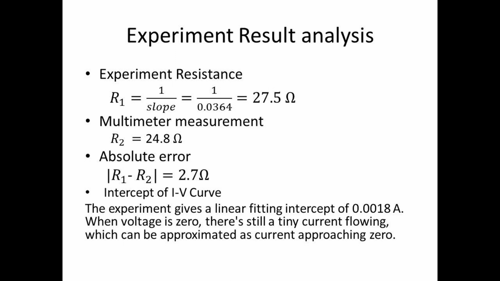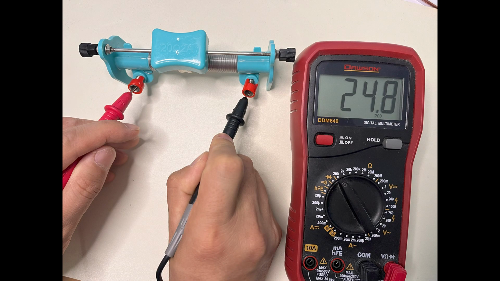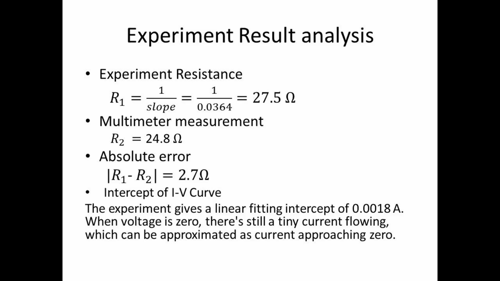However, the direct measurement with a multimeter gives 24.8 ohms. The absolute error between these two values is 2.7 ohms, which is quite small. The experiment gives a linear fitting intercept of 0.0018. Its physical meaning is that when voltage is zero, there is still a tiny current flowing, which can be approximated as current approaching zero. According to Ohm's law, theoretically, the intercept should be zero. This experimental result, I think, is very acceptable.